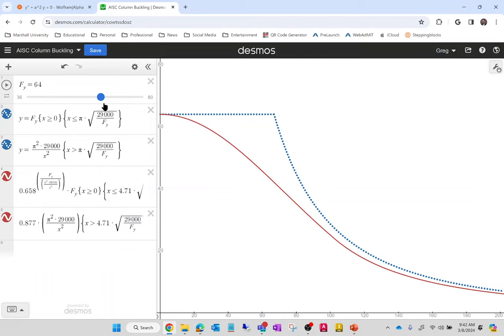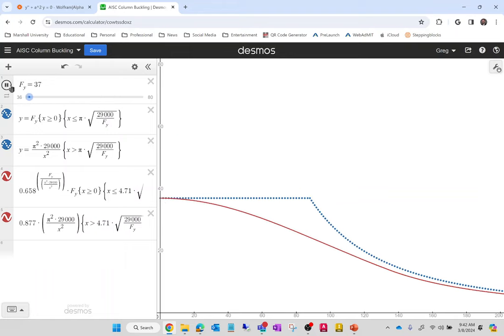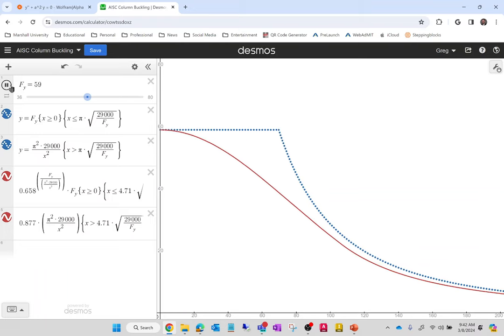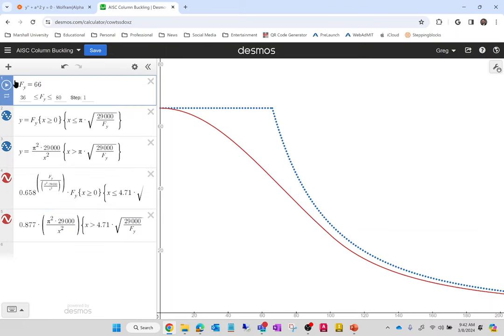So all the blue curve is pi squared E divided by KL over R squared, right? Pi squared E divided by KL over R squared. And all I'm doing right here is I'm just cutting it off at Fy. That's all I'm doing there. So you can even just animate it if you want. I don't know. I just think that's kind of cool. Any questions on that? Okay.